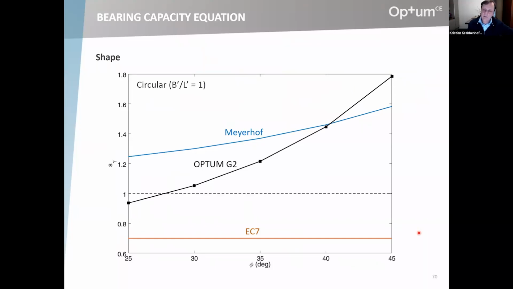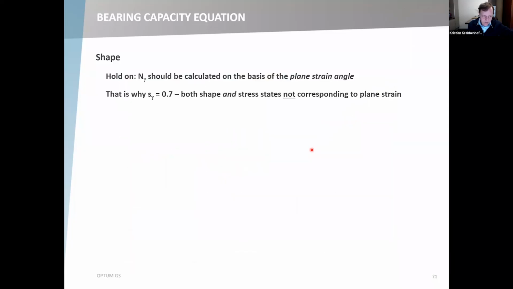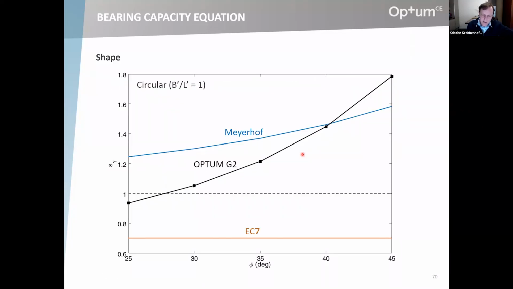If we do that, we get the black curve here, which I don't think really settles the argument of who's right or who's wrong. It tends to be more along the lines of Meyerhof, but not quite. For low friction angles, it actually dips below 1, and then for higher friction angles, it increases in this way here. Those are the results. And you could make the argument that the Eurocode shape factor is really much too conservative.